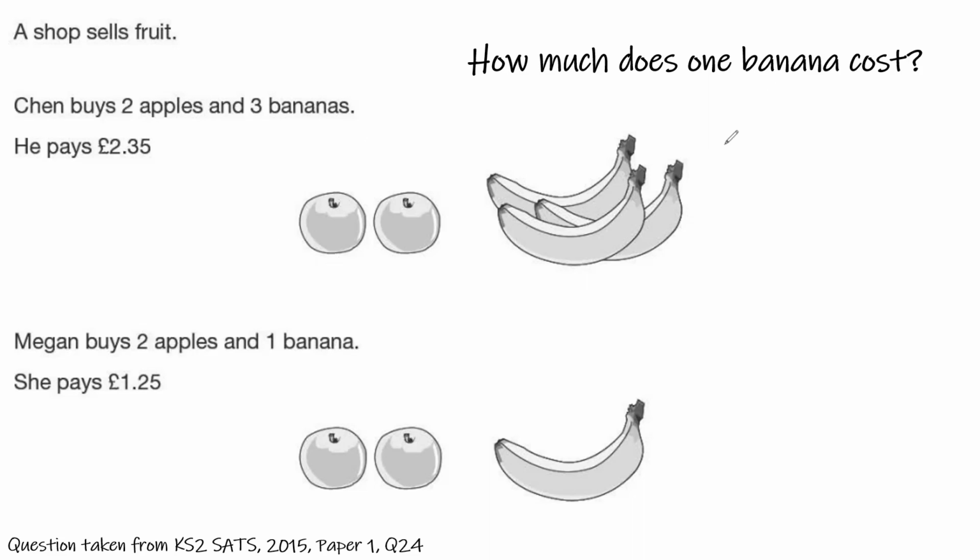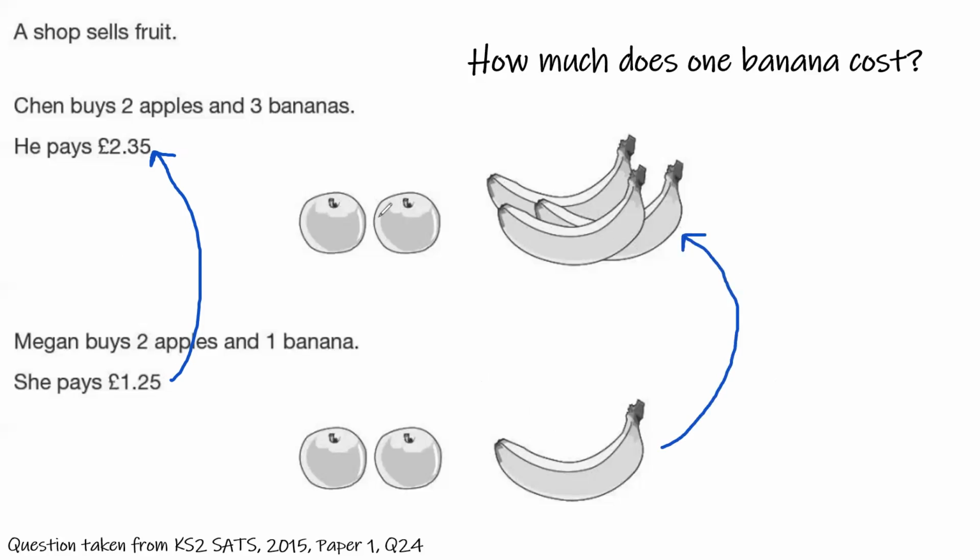Okay, so how do we go about working this one out? We could use trial and error. We could try different amounts for the apples and different amounts for the bananas until we figured out something that worked. But there is a slightly better way of doing this. We know that we've got 2 apples and 3 bananas, and that costs this amount. We've got 2 apples and 1 banana, and that costs slightly less.